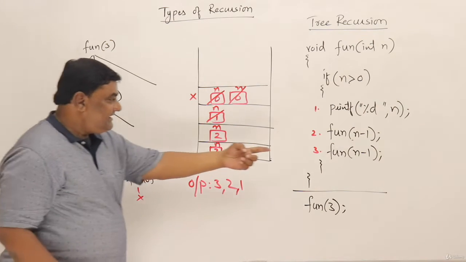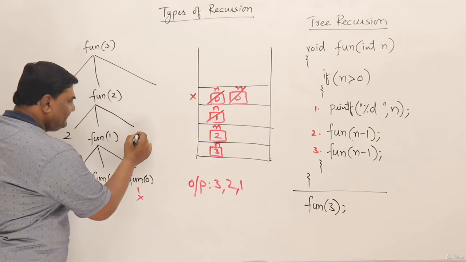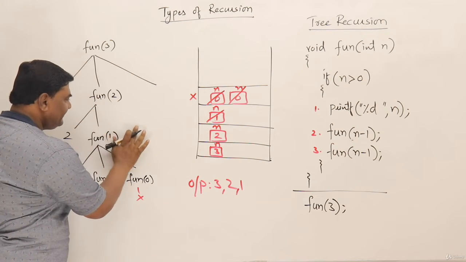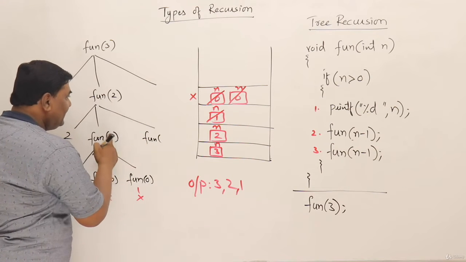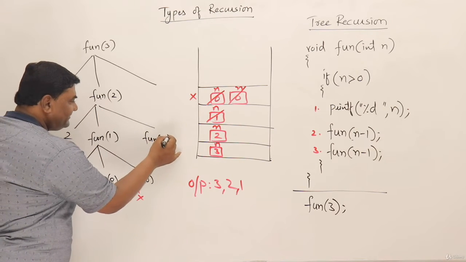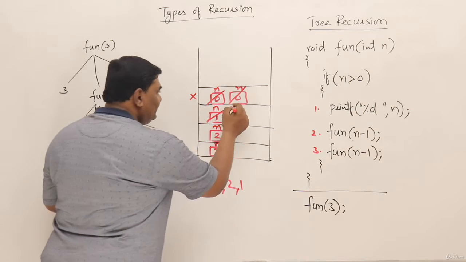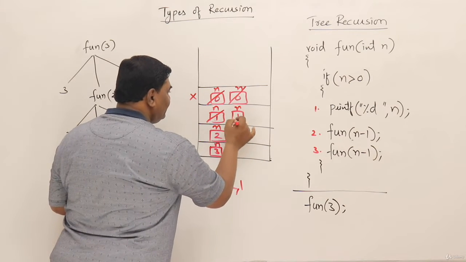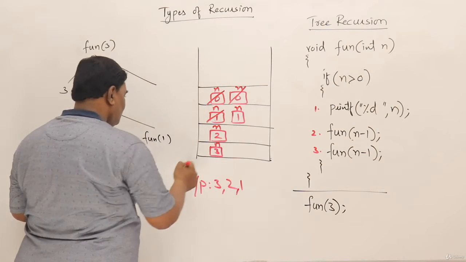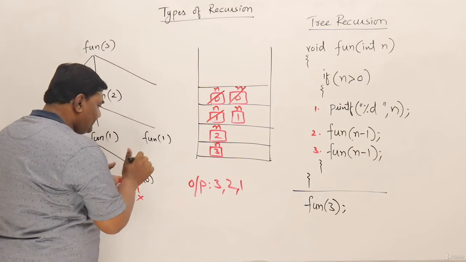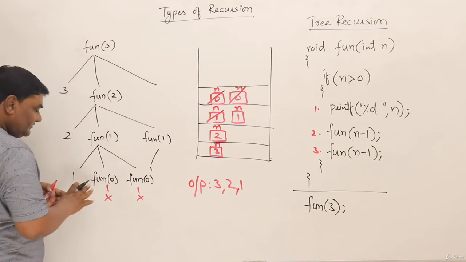Then next, again it has to make a call, that is n minus 1. So now it will make a call for fun of n minus 1, that is 2 minus 1, that is 1. Now again a fresh call, so a new activation record is created. Now for this it is 1, so it will print 1. Now all these things that happen will be similar to this one.